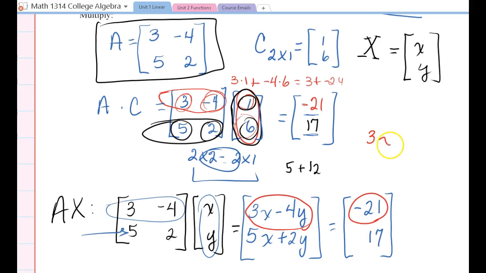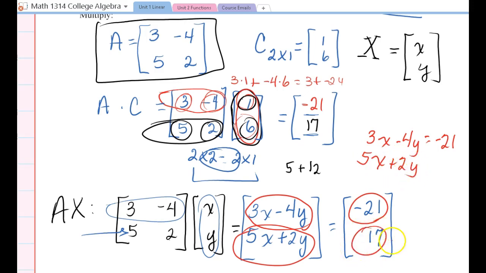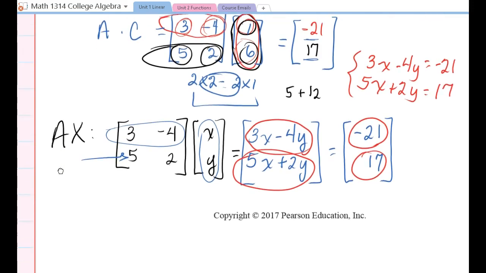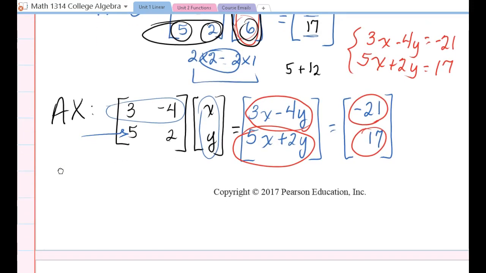So that's going to give me 3x minus 4y is equal to negative 21. And the second element, 5x plus 2y, is going to equal the second element of the other side of the matrix. And now this looks like a system of equations. So what does that mean to us? That means that we can write any system of equations into a multiplication matrix form.